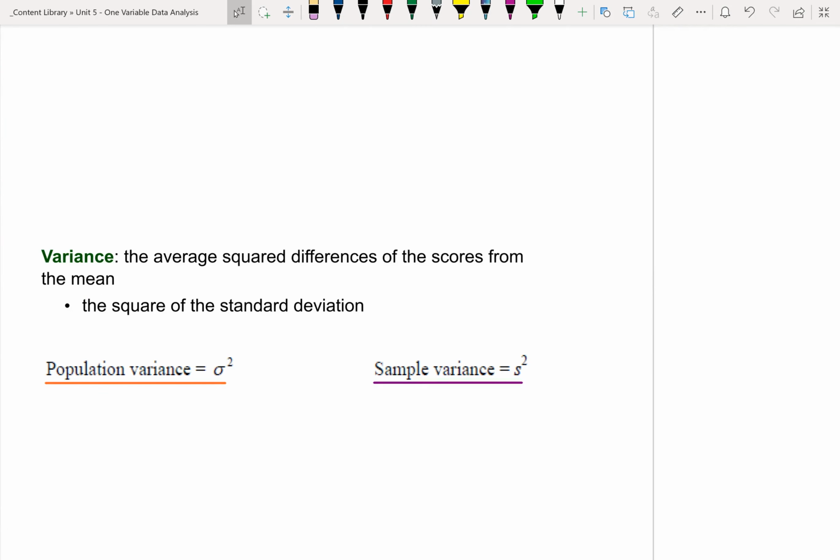Finding the variance is just another measure that we can use to analyze data. The variance is the average squared differences of the scores from the mean, or basically the square of the standard deviation. Because we had two different variables representing population standard deviation and sample standard deviation, we have two different formulas for population variance and sample variance.